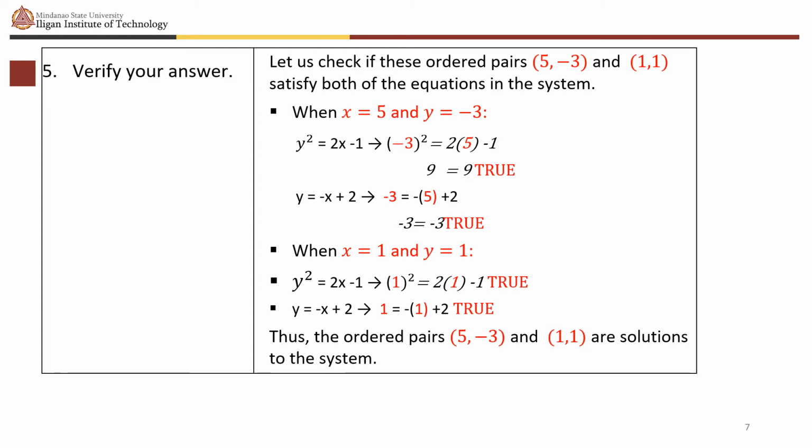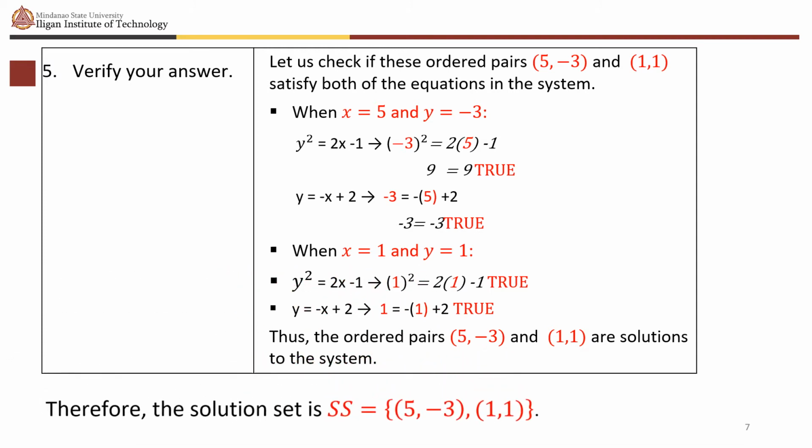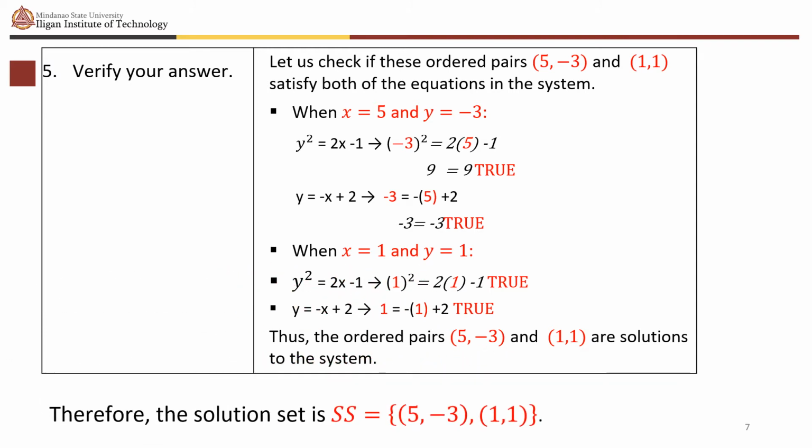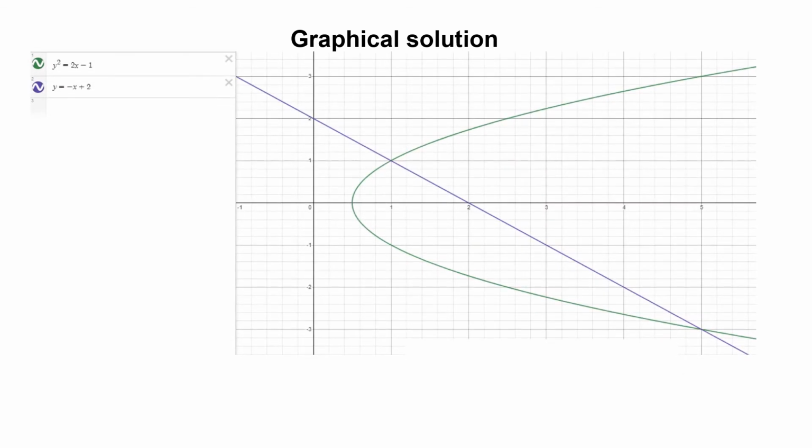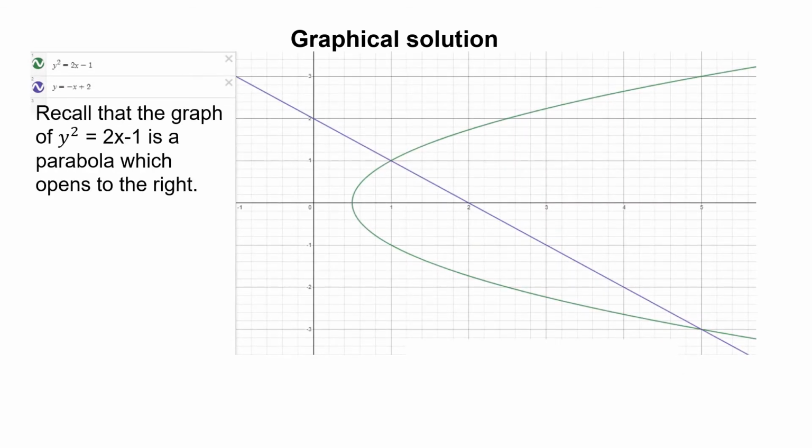Now let's have the graphical solution to visualize our solution set. So our solution set is (5, -3), (1, 1). So here's our graphical solution. Recall that the graph of y squared equals 2x minus 1 is a parabola which opens to the right.